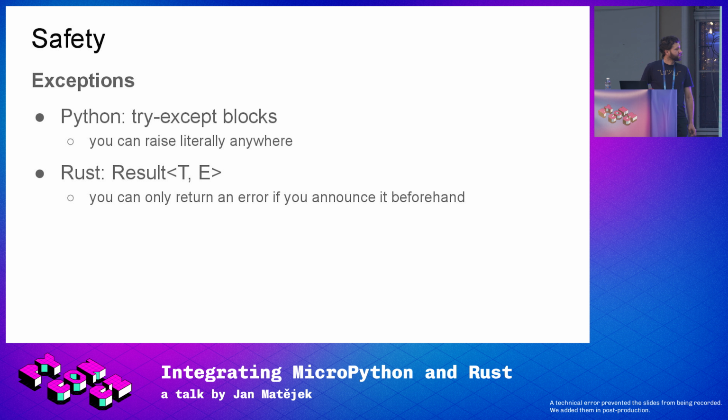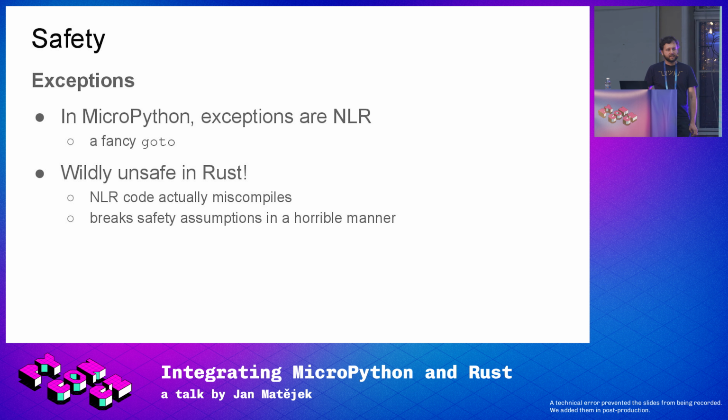Last thing, exceptions. Python is great. You can raise literally anywhere. I'm in the middle of a function, I don't like it anymore, here you go, there's a ValueError. Rust also doesn't like this. You can only return an error if you announce it beforehand. You need to declare that the function returns a result, which can be either OK or an error. So what we need to do is catch the exceptions somehow and turn them into return values.